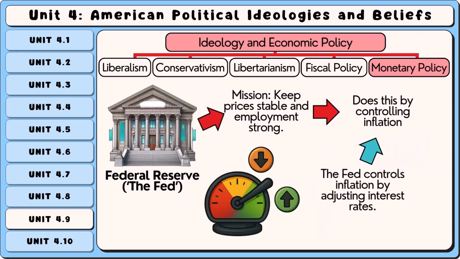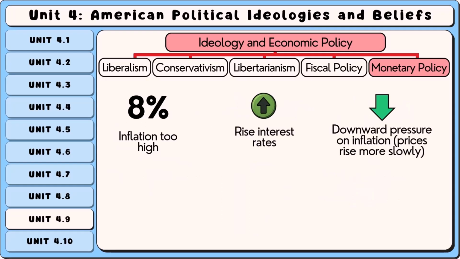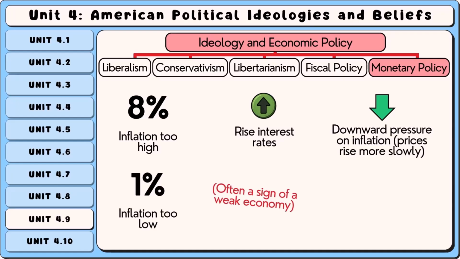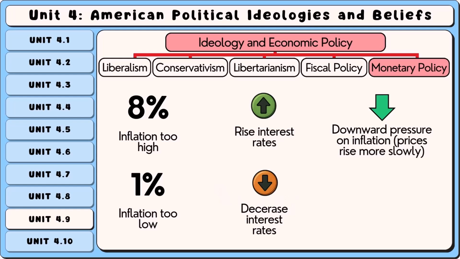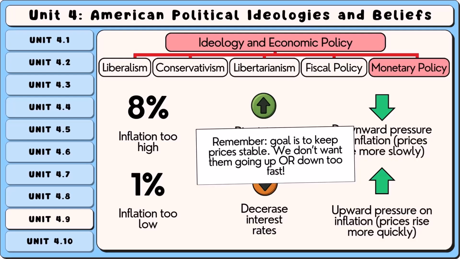The key lever the Fed has for controlling inflation is adjusting interest rates. If inflation is too high, the Fed increases interest rates, which puts downward pressure on inflation. If inflation is too low, which is often a sign of a struggling economy, the Fed decreases interest rates, which puts upward pressure on inflation. Remember, the goal is to keep prices stable. We don't want them going up or down too fast.